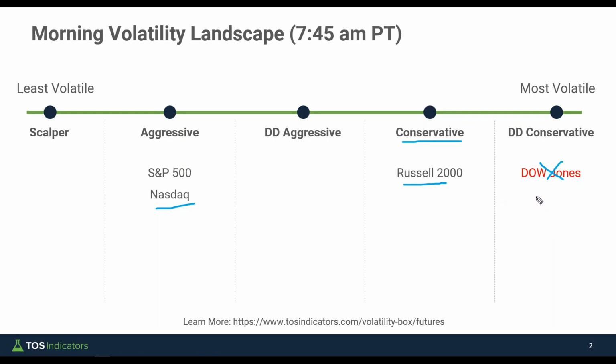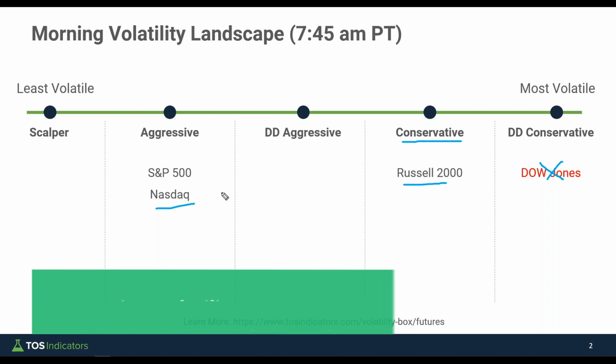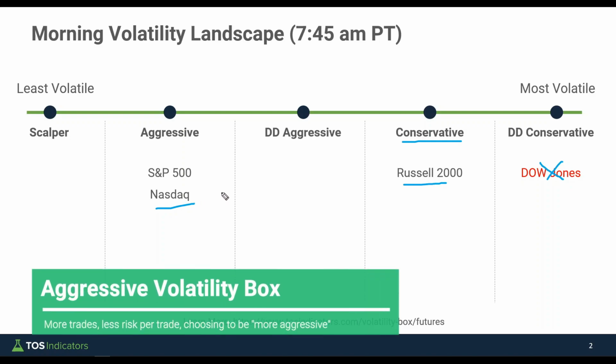So right off the bat here, we've eliminated one market in terms of our focus. We freed up our mental clarity right there. We now have to pick and choose between either the S&P 500, the NASDAQ, and the Russell 2000. Now, the reason why you may say focus in on the S&P 500 and the NASDAQ would be because you're trying to be a bit more aggressive. You are looking for more trade opportunities. You're looking to try and buy the dip or sell the rip in smaller chunks.